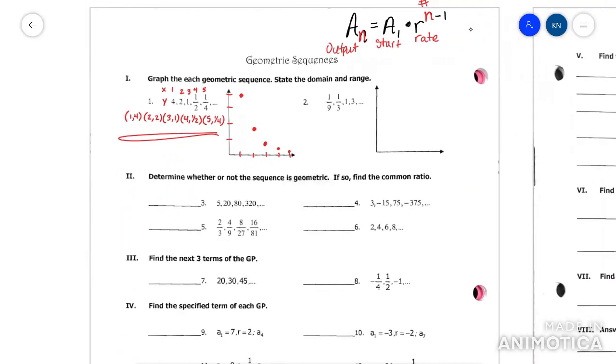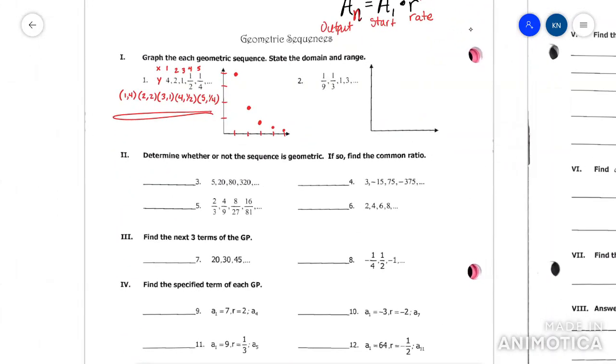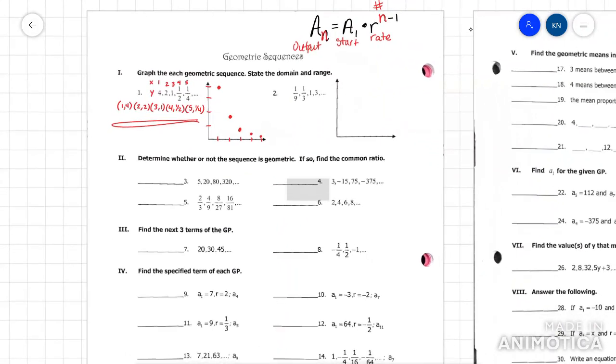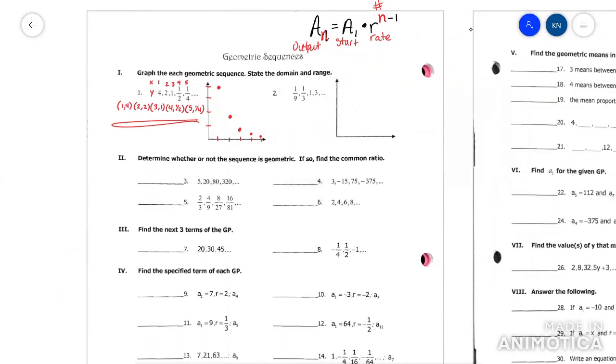All right, so we're talking about geometric sequences. In order for it to be considered a geometric sequence, it needs to be multiplying by the same number every single time, by the same rate, right? So look at number 3 here. You're multiplying by 4 every single time. So yes, this would be geometric.